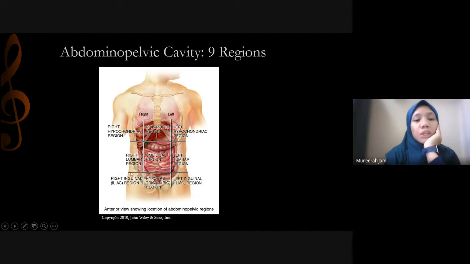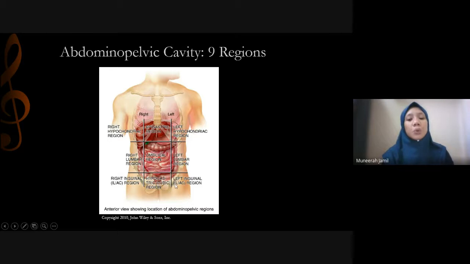Dekat sinilah you ada you punya appendix, and then a part of your colon, kemudian hypogastric pubic region, dekat sini you ada you punya uterus pada perempuan, you ada you punya bladder, undi kencing, then you have your other reproductive system lah, organs lah dekat sini.